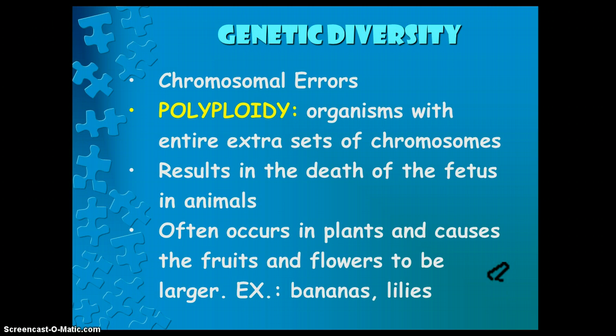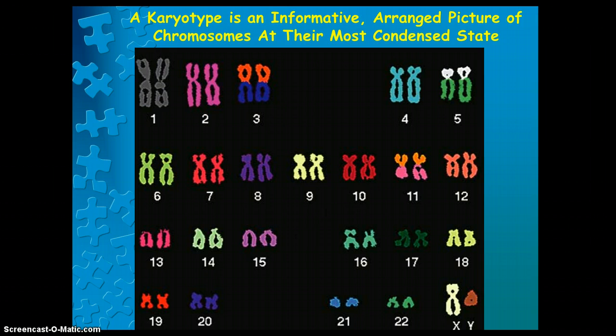We also have polyploidy, which is organisms with entire extra sets of chromosomes. It results in the death of a fetus in animals, but often occurs in plants and causes the fruits and flowers to be larger.